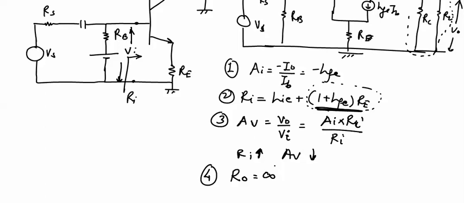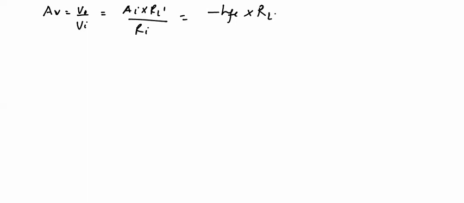Now the formulas are changed a little bit, and the remaining part will be as it is as we have seen in the earlier case. Now the formula for voltage gain AV equal to V naught upon VI. We have seen this formula as AI into RL dash upon RI. We know the equation of AI is minus HFE. RL dash is the parallel combination of RC and RL. RI is equal to HIE plus 1 plus HFE into RE.